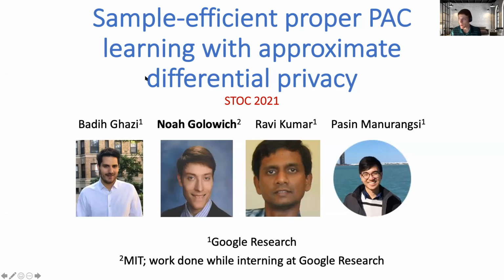I'm Noah Golowich. I'm going to talk about our paper on sample-efficient proper PAC learning with approximate differential privacy. This is joint work with Badih Ghazi, Ravi Kumar, and Pasin Manurangsi.